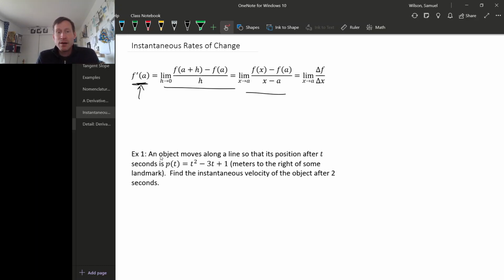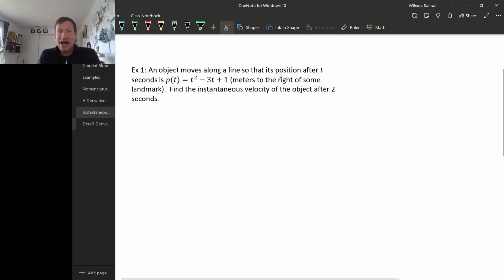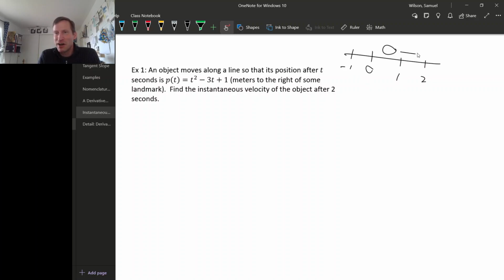For example, suppose we have an object that's moving back and forth along a line so that its position after t seconds is given by this formula. P of t is t squared minus 3t plus 1. This is, say, in meters to the right of some landmark, right? So we have our object. This is position 0. Here's position 1, position 2, position minus 1, and so on. And our object is sliding back and forth along this ruler, I guess. So let's find the instantaneous velocity of the object after 2 seconds.